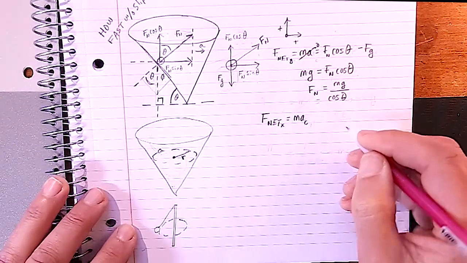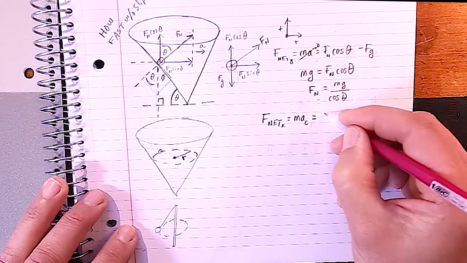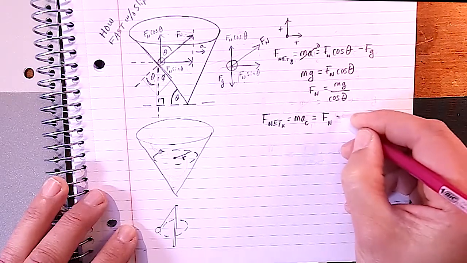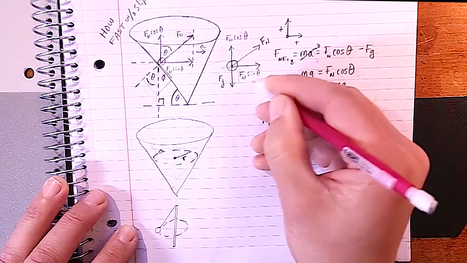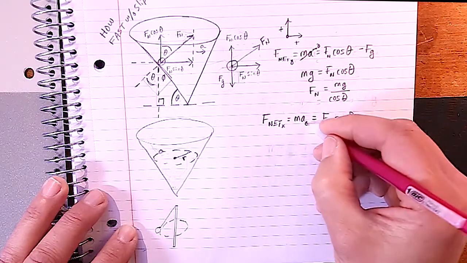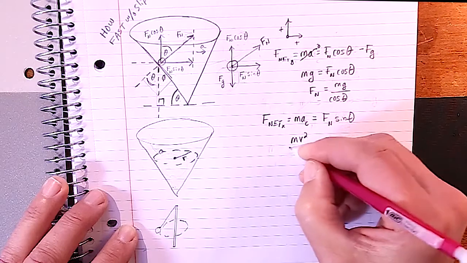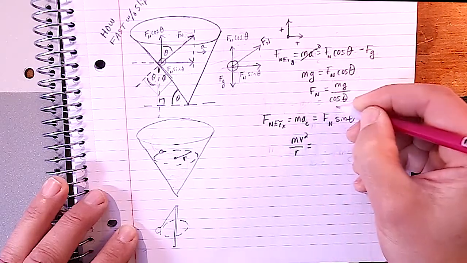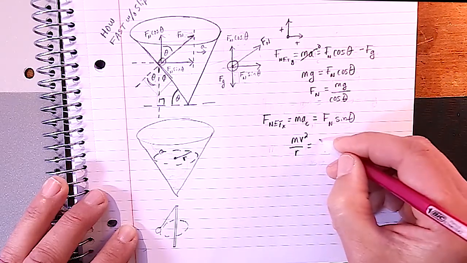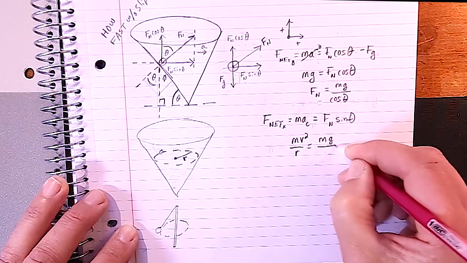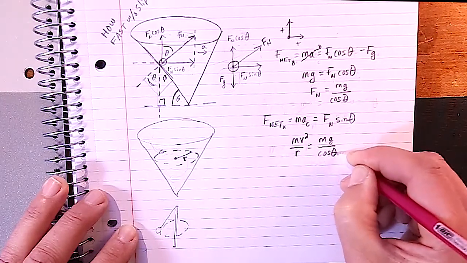We'll be able to substitute this in our next equation, which is going to be F net x equals MAc, because this is the plane of acceleration, and that's going to be equal to Fn sine theta. This is the only force acting in the x plane. We know that Ac is mv squared over r, and we know that Fn is mg over cos theta, so we can sub in for Fn as mg over cos theta.